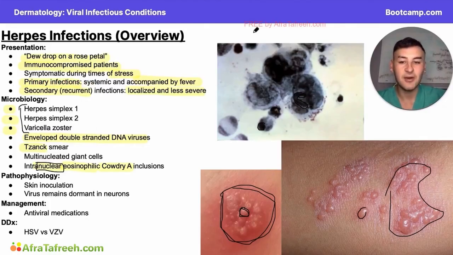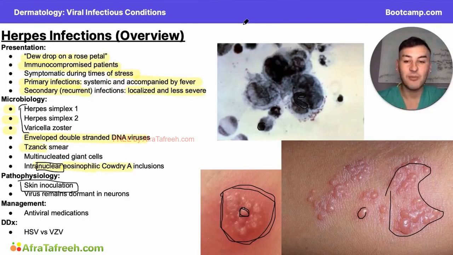So let's talk a little bit about how herpes infections are spread. Mostly we're thinking about skin inoculation, with the exception of primary VZV infection, which can be due to respiratory droplets, which we'll talk about more in a little bit.